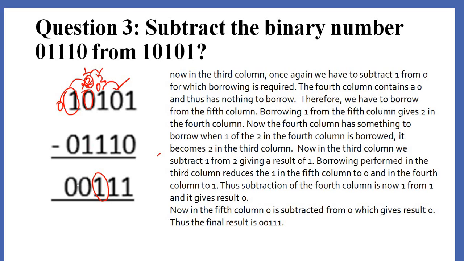Okay, thus the subtraction of the fourth column is now 1 from 1, that gives 0, and since from the fifth column we have taken borrow 1, so it contains 0, therefore 0 minus 0 is 0. So after subtraction we are getting the result 0 0 1 1 1. Thus the final result is 0 0 1 1 1. That's how you have to do the subtraction process.